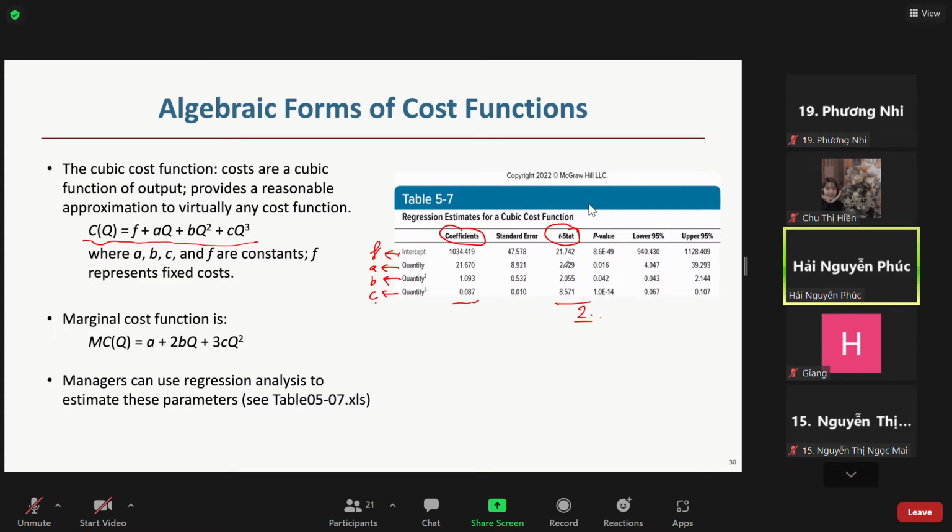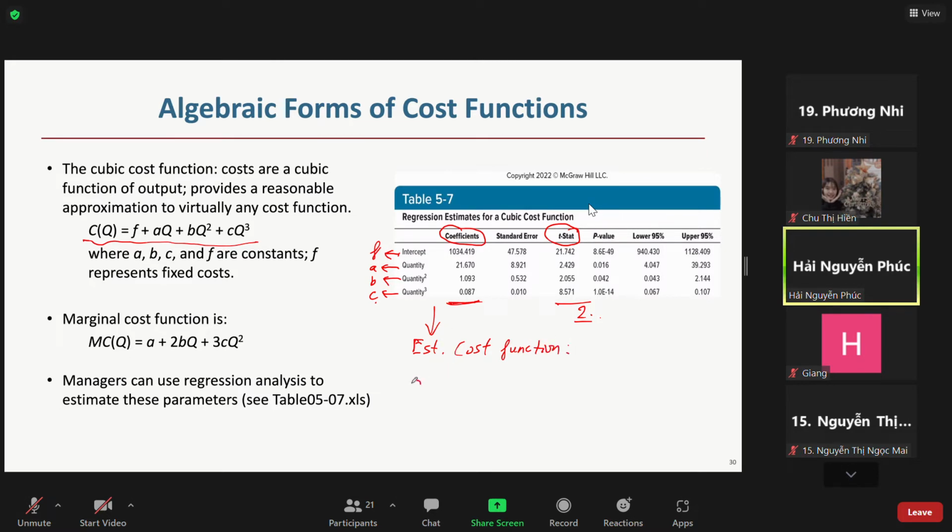21, 2.4, 2.0, 8.5, they all are greater than 2. So we can make sure that our results are statistically significant. So we can believe that these coefficients are truly different from 0, right? So based on this, we can write down the estimated cost function for the firm.